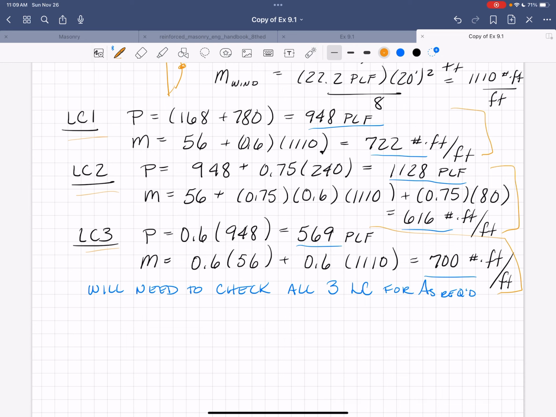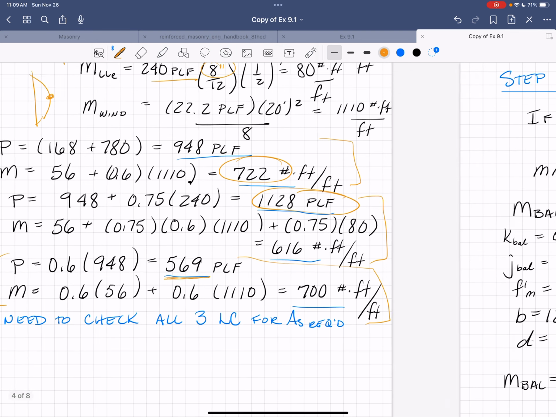In fact, I was trying to guess straight off the bat, and I was thinking LC3 probably won't control because it's got such a low P, but it's got the second highest M combined with that P, and you just don't know where it's going to be. Remember, we have that weird interaction diagram. You actually have to just calculate them out. It turns out this one does control. We will use the largest P value when we need a P-max, and we will use the largest moment value when we need an M-max. So we're going to end up using loads from all 3 of these load cases.